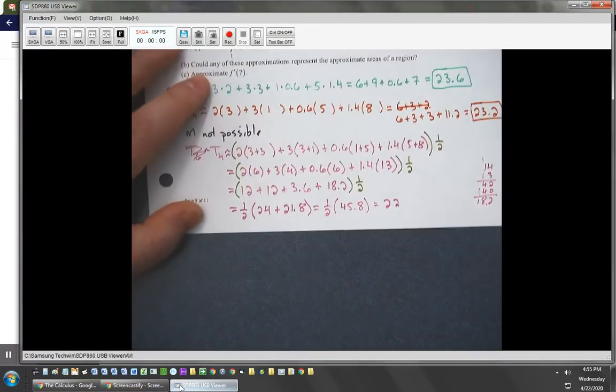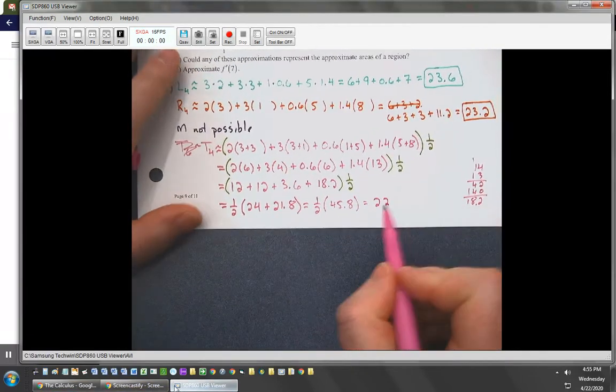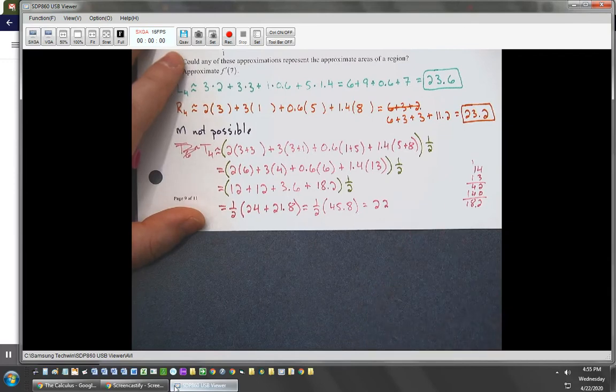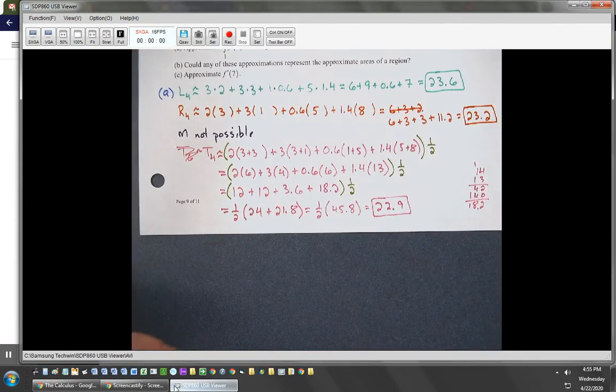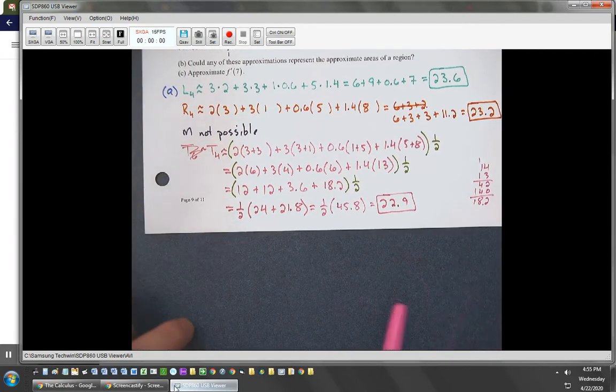I double checked on the calc, and it did come out to be, it wasn't what I thought. It came out to be 22.9. So if something's up with that, let me know. I tried to do some calculating over there, but all right.